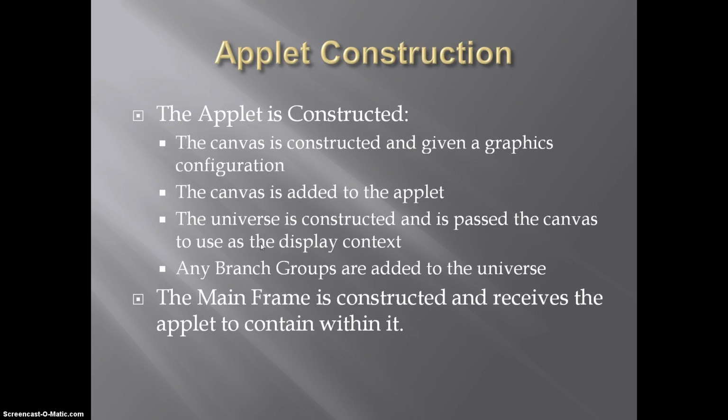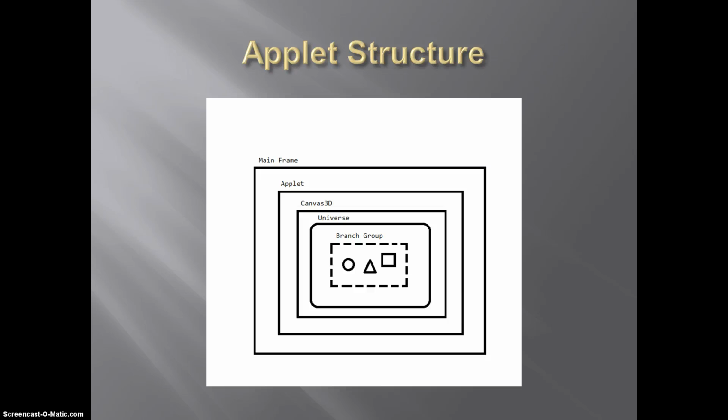In the creation of our application, we follow a certain process. First, we construct the main applet class. During the applet's creation, we construct the 3D canvas using the preferred graphics configuration of the universe. We then add the canvas to the applet, construct the universe, and pass it the canvas to use as the display context. Once the universe is constructed, we add our branch group hierarchies, and finally the mainframe is constructed, and is passed the applet to display. And here's an abstraction of that structure. You can see how highly detailed the structure of our 3D world is in the Java3D API.